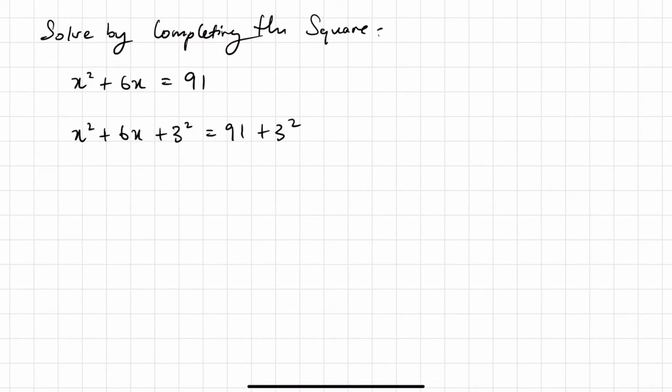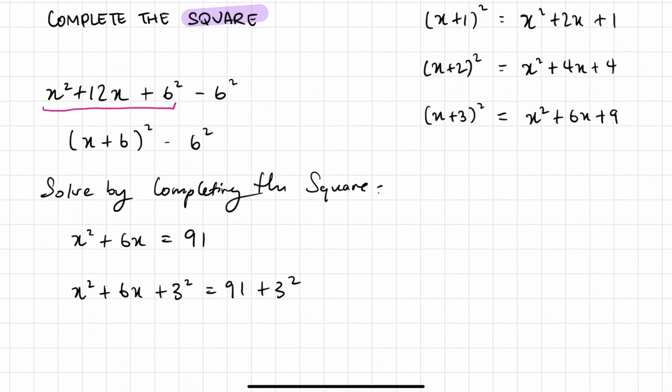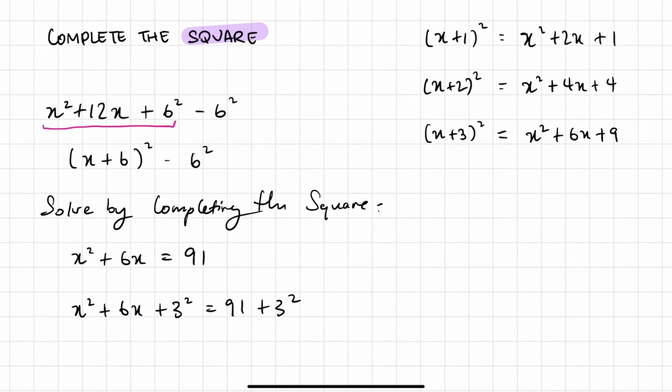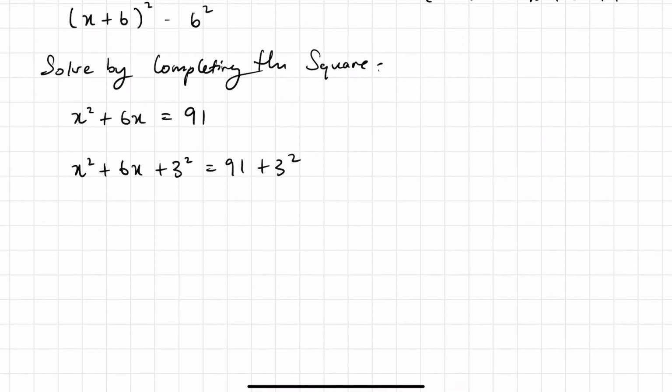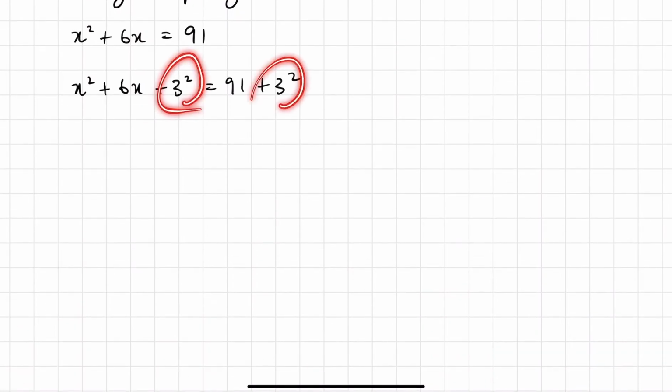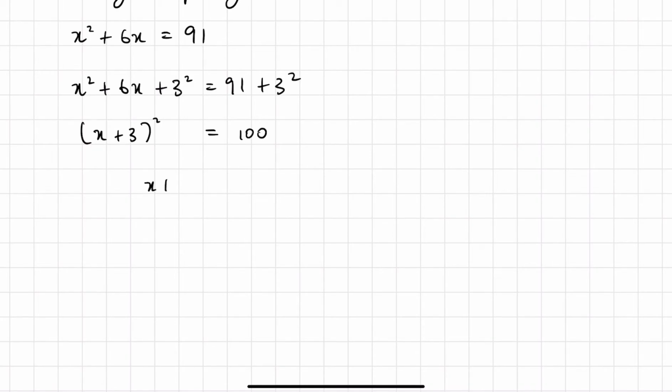For the same reason as in the last question, we don't want to change anything, right? We want to make sure the question remains the same. So if I want to add 3 squared here, we should add 3 squared to the other side as well. Which is convenient because on the left-hand side, now we've got a perfect square. We get 91 plus 9, which is 100. And from here, we can just solve the equation. Okay, so it looks like both of these are square numbers, right? So we can square root both sides. I can say x plus 3 is equal to plus minus 10.